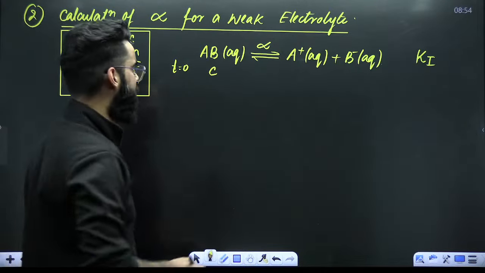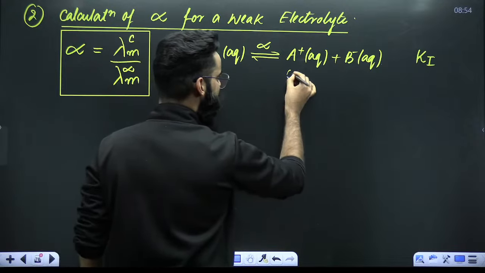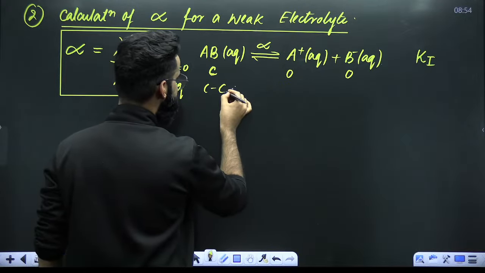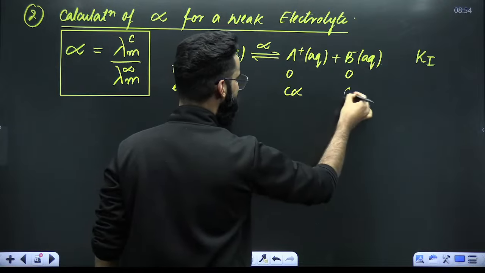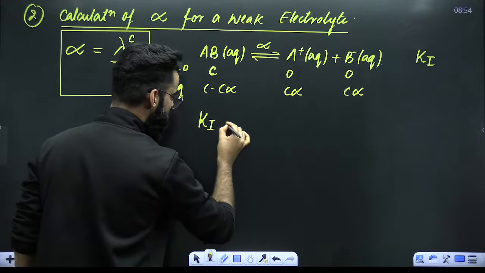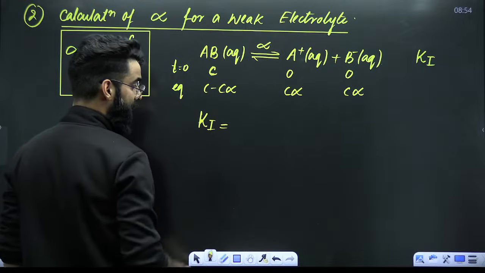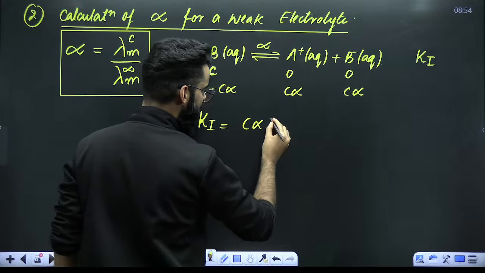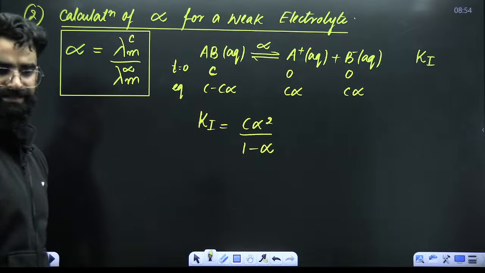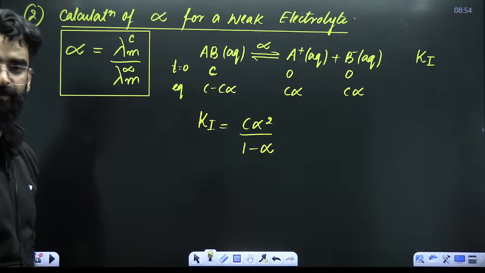How exactly? Look. This is C, and the ions have to be 0 initially. Now at equilibrium, this has to be C minus C alpha, and the ions are C alpha each. If I want to write the expression for the ionization constant of this weak electrolyte, it will simply be C alpha square divided by 1 minus alpha.